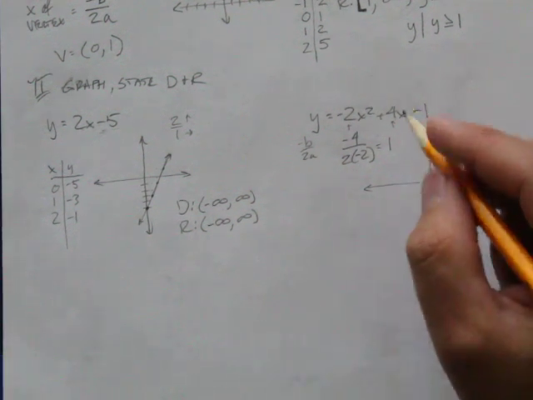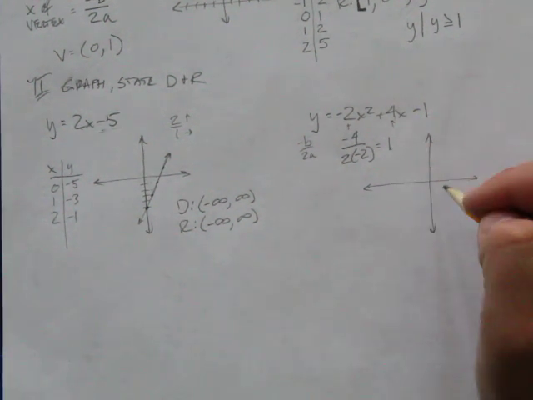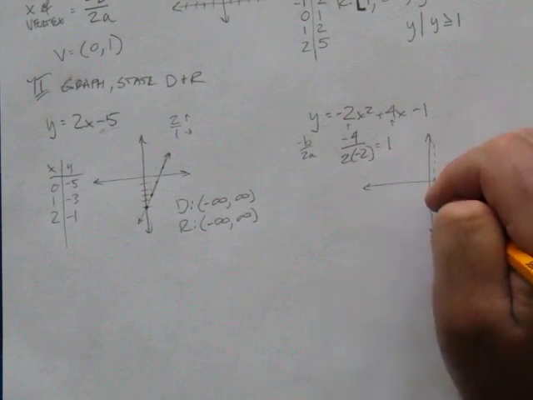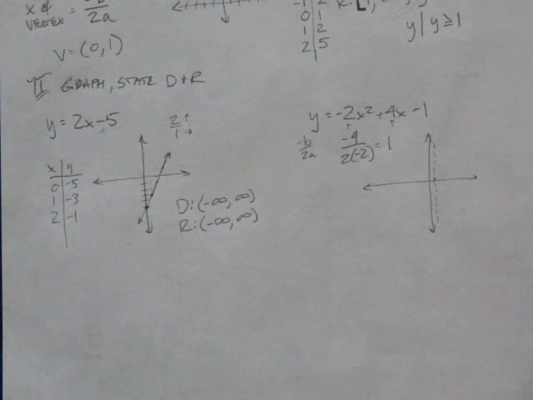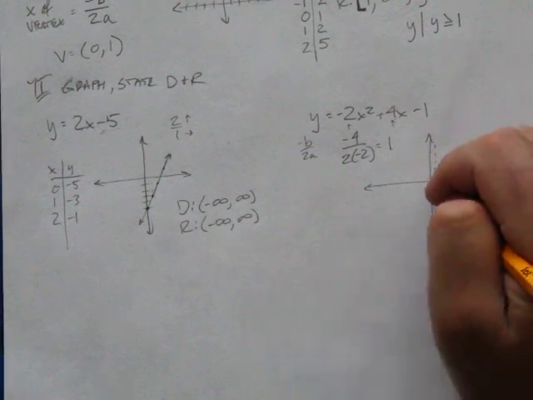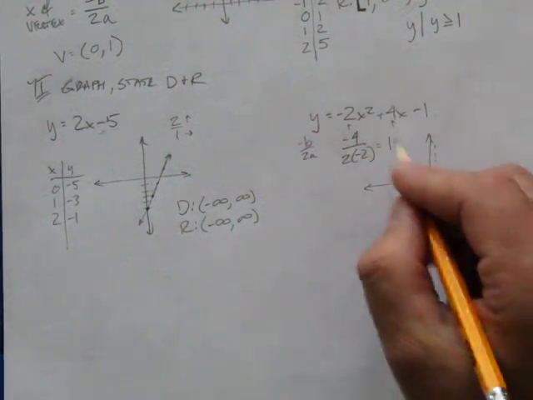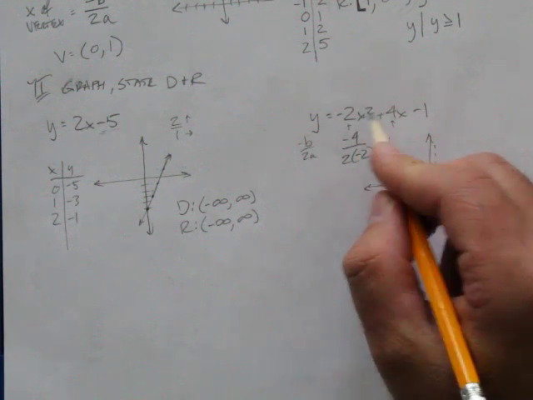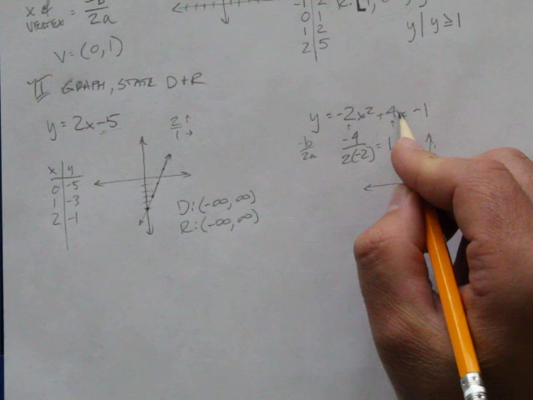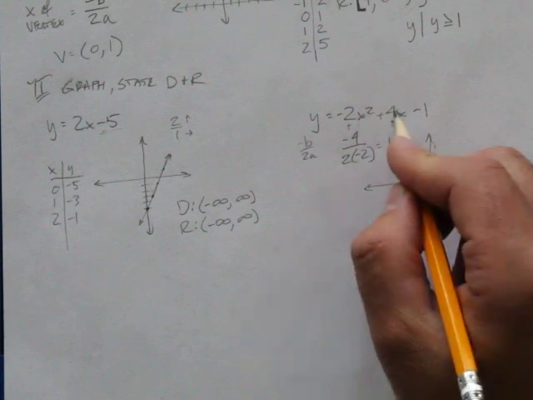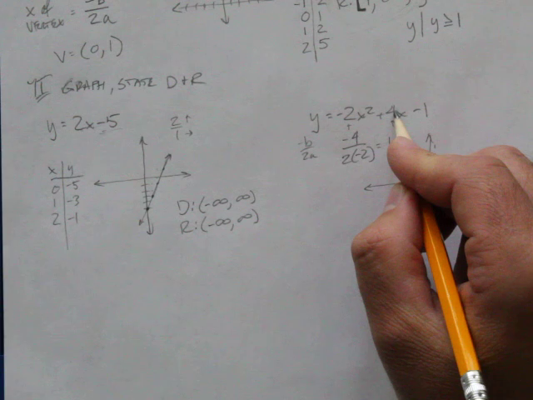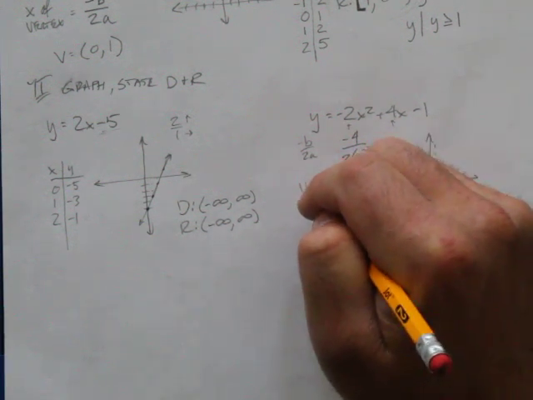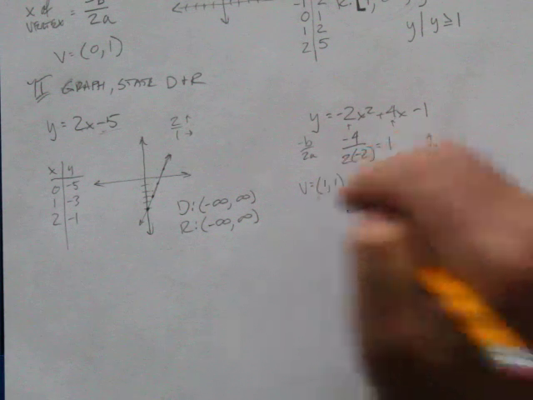So my vertex x value is 1. So I know I'm going to have a line of symmetry right there at 1. And so if I plug 1 back in here, negative 2 times 1 is negative 2, plus 4 times 1. So negative 2 plus 4 is positive 2. 2 minus 1 is 1. So my vertex equals (1, 1).